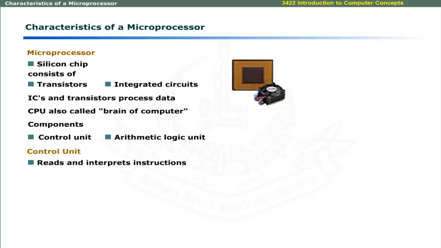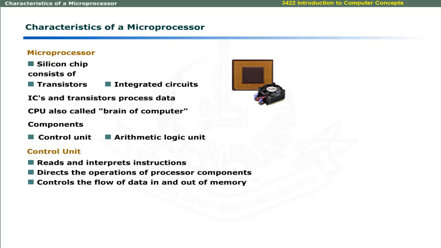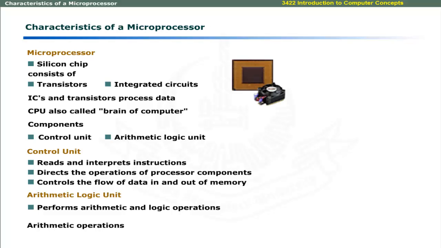Control unit reads and interprets instructions from main memory, directs the operations of processor components, and controls the flow of data in and out of memory. Arithmetic and logic unit performs all the arithmetic and logic operations. Arithmetic operations include addition, subtraction, multiplication, and division. Logical operations include comparing numeric and alphanumeric data.